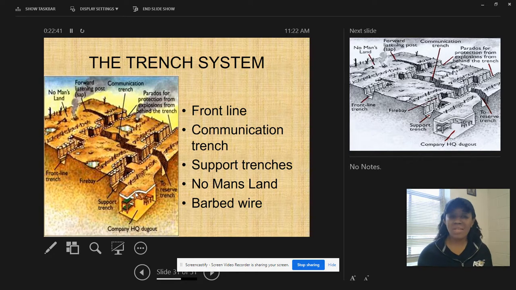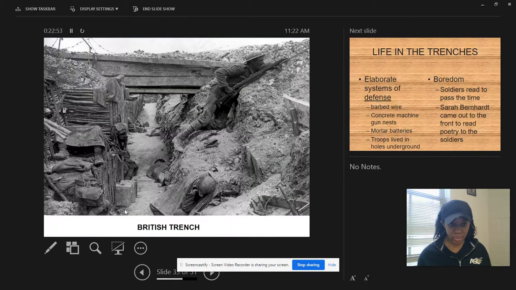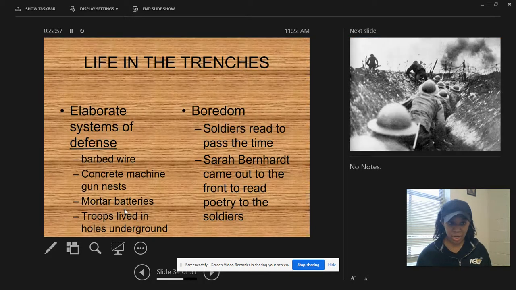And as you can see, there's two bunk beds there. So everybody didn't get a bunk bed. They were reserved for higher ranking officers. Here's the same picture again in black and white. And here is a picture of the British trench that we just looked at. So life in the trenches basically sucked.